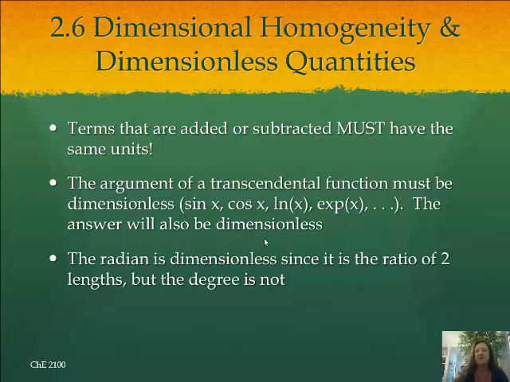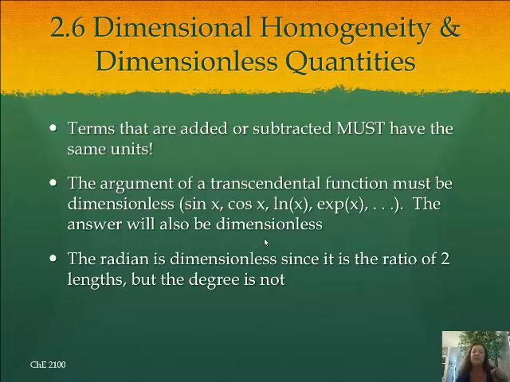We then run into things where we have transcendental functions. Now, maybe you remember what transcendental functions are from your math courses, but if not, these are usually things like sine of x, cosine of x, log of x, exponential of x. Anything where the function is in the exponent, those are going to be transcendental functions. One of the things that engineering students most often lose track of is that the argument of a transcendental function has to be dimensionless, and the answer that they get when they do the calculations will be dimensionless.